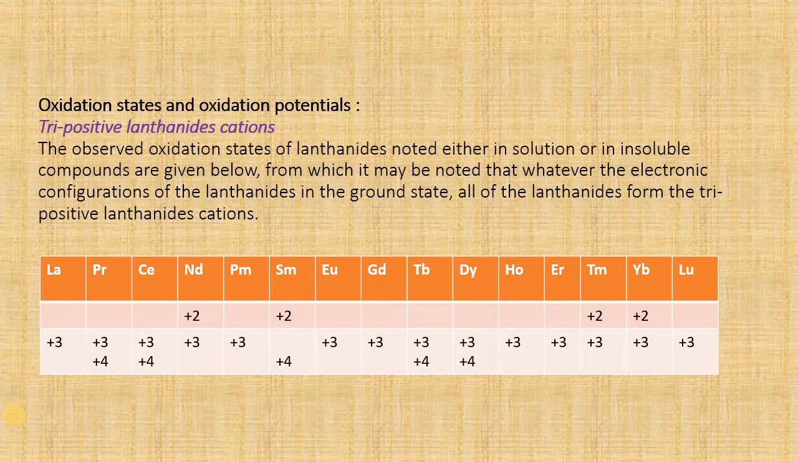Tripositive lanthanide cations: it has been noted that all lanthanides possess the +3 oxidation state in solution as well as in their insoluble compounds. Few lanthanides can possess +2 and +4 oxidation states either in solution form or in their compounds, which may be in solid states. The table clearly shows the oxidation states of lanthanides.